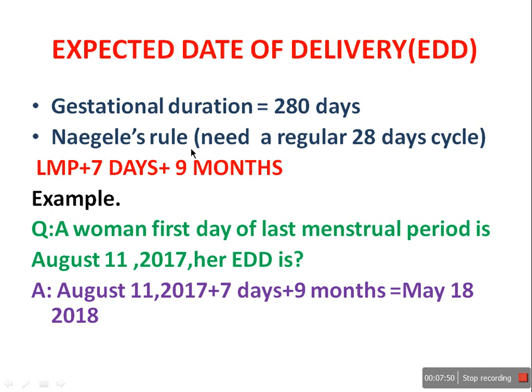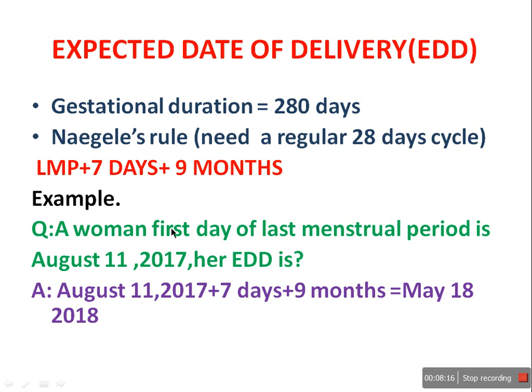To use this rule, the lady must have a regular 28-day menstrual cycle. What is the formula? First day of the last menstrual period plus 7 days plus 9 months. Very simple. Suppose I will tell you one example.